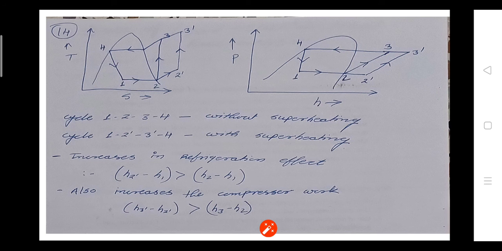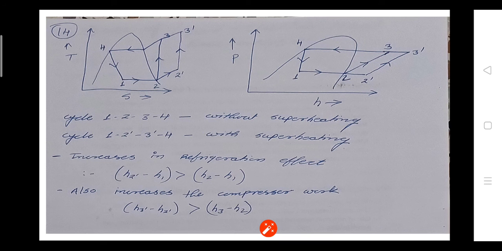This is the T-S and the P-S diagram. See, similarly that is the cycle 1 2 3 4 without superheating, and 1 2' 3' 4 with superheating. Okay, if you see the P-S diagram, the refrigeration effect is increasing. The actual refrigeration effect is H2 minus H1, and after the superheating the refrigerating effect is H2' minus H1, that is H2' minus H1 is greater than H2 minus H1.